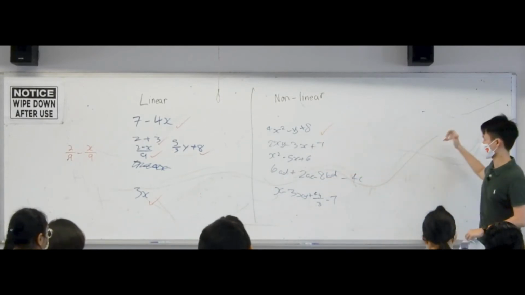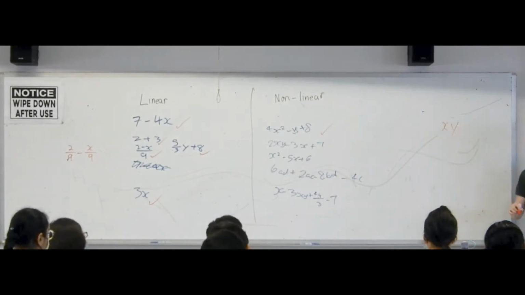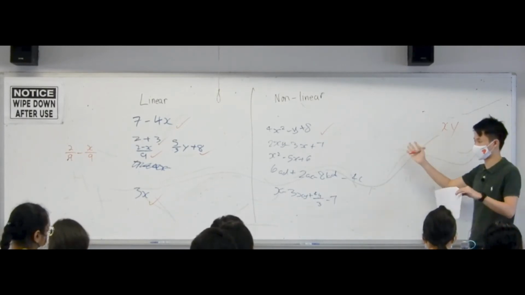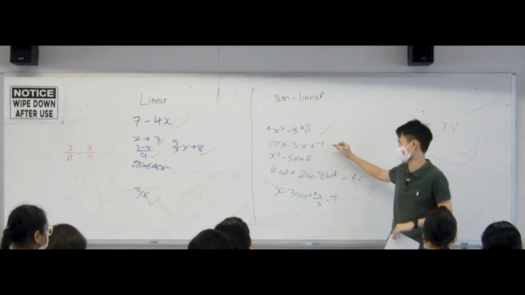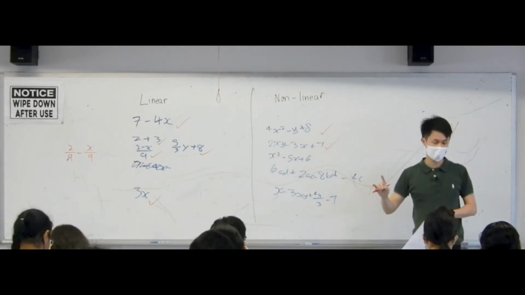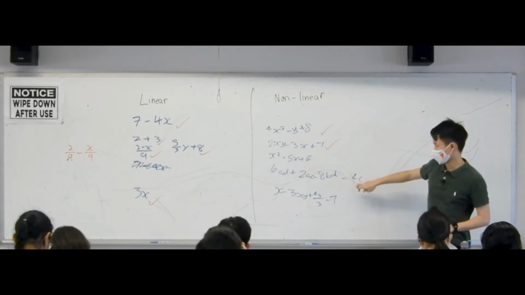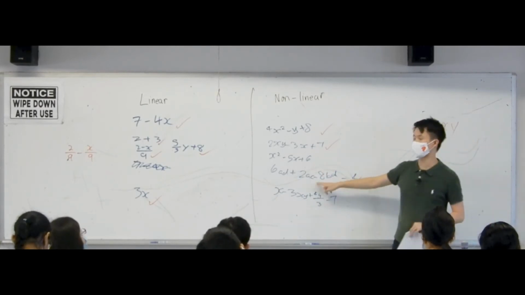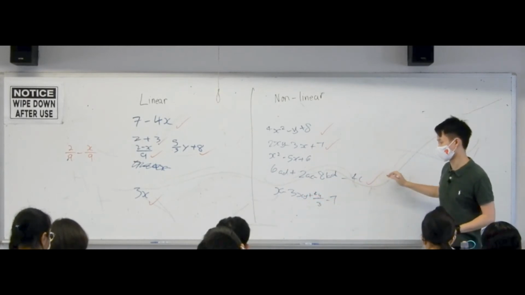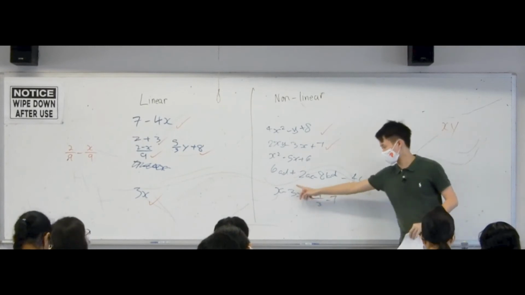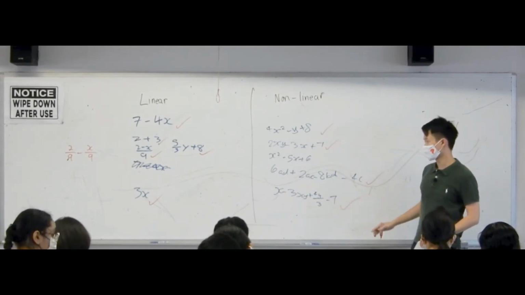Okay. What about x times y? Is x times y linear or non-linear? Okay, as long as you multiply two different variables together, this is non-linear as well. Okay, same for x squared minus 5x plus 6. Okay, I'll come to that later. This one as well. You see all the variables, they multiply each other. This is also non-linear. And finally, we have this one, same thing. You got x times y. Straight away, we know that this is non-linear.